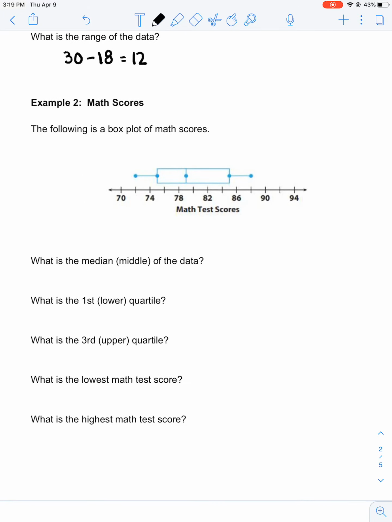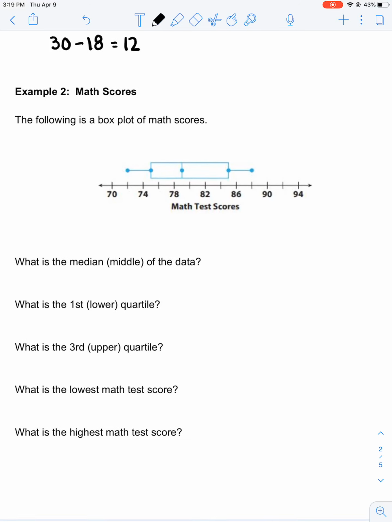And here we're dealing with math scores. I'm going to bring this up just a little bit. It says the following is a box plot of math scores. Now it says, what is the median or middle of the data? Well, here, notice, here's 78, here's 80. So that number is in between the two here. So that number would be 79.